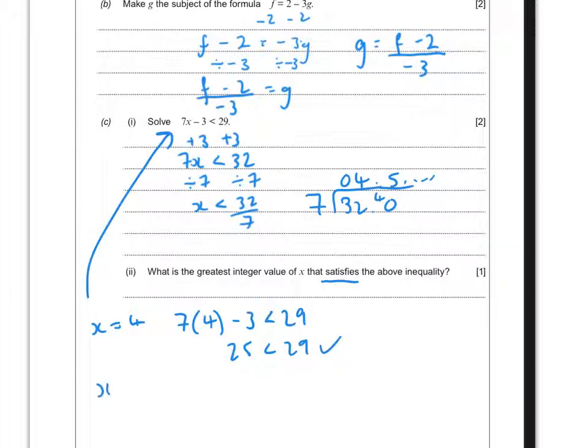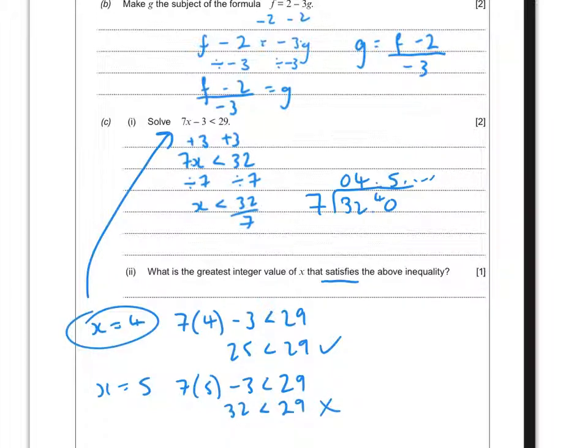If we took x as 5, if we rounded up to be x equal to 5, well, 7 5s take away 3. 7 5s are 35. Take away 3 is 32. Is 32 less than 29? It's not, so x must equal 4 to satisfy the inequality. So that's what we would put there.